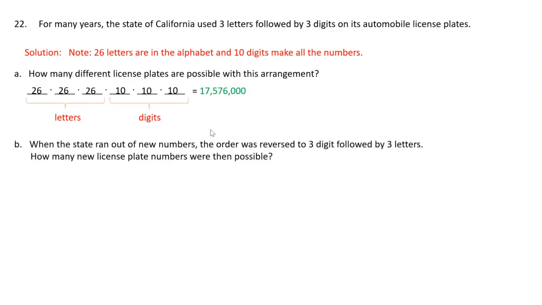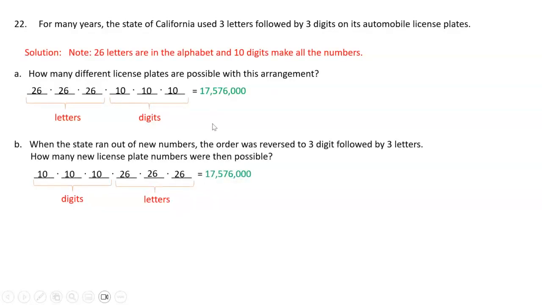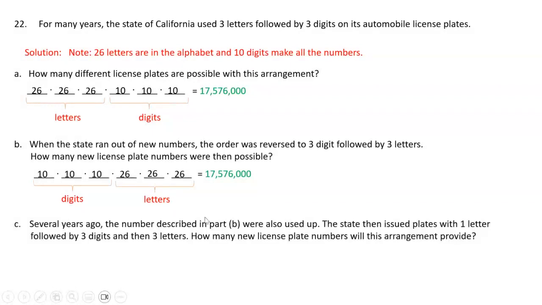Now for part B, when the state ran out of new numbers, the order was reversed: 3 digits followed by 3 letters. And again, there's no restriction. They were just flipped. So it'll be 10 times 10 times 10, and 26 times 26 times 26. You multiply it out, and we get the same solution as for part A, 17,576,000.